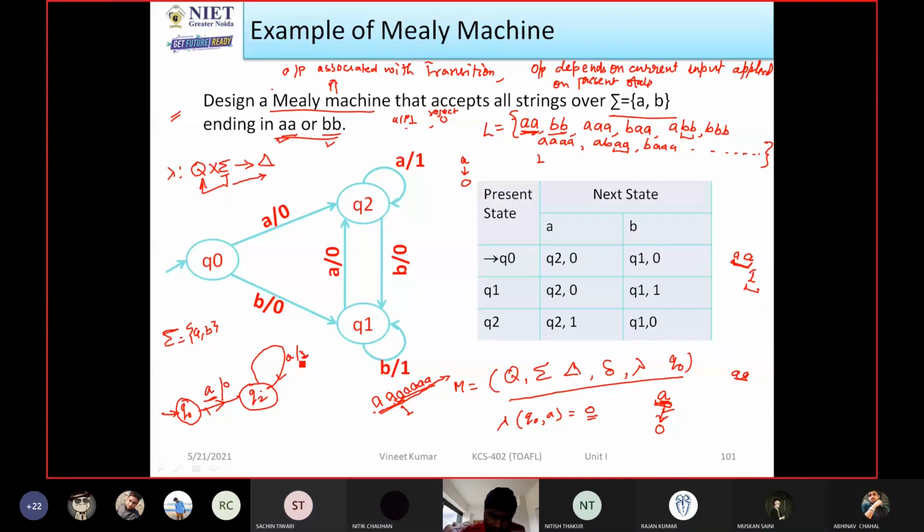Clear this point? Everyone got this concept? How can we say the output of this transition is 1? Because from here we get the string AA, and that's why the output becomes 1. From this A the output is 0, but from this A the output will be 1. Clear this point? Now, as we have already said, this is a kind of DFA because the transition function is just Q cross sigma to Q, right?